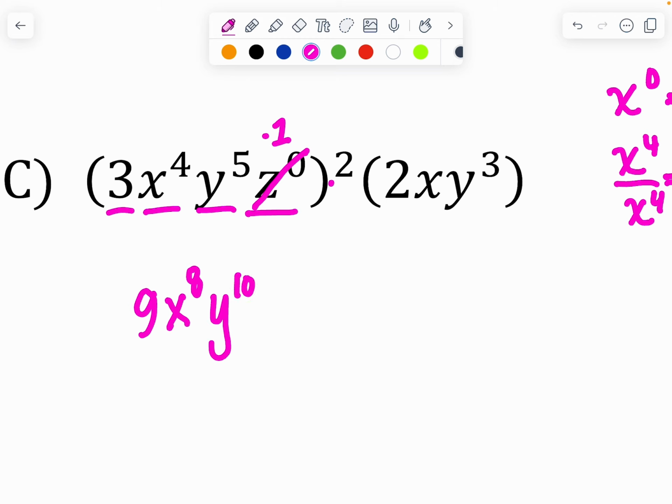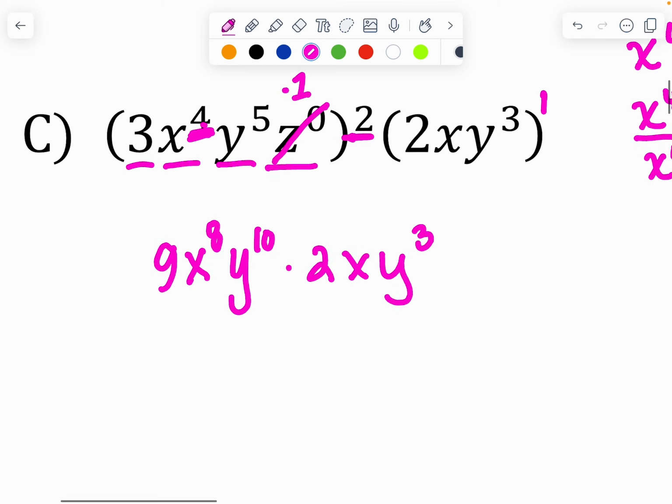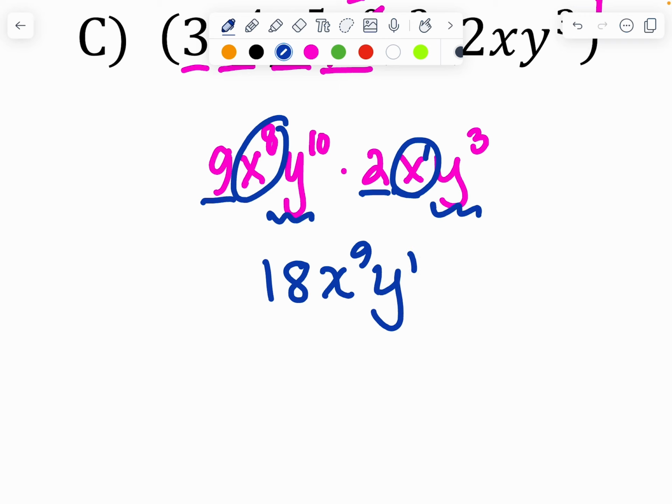And then here we have times, there is just an exponent of 1 here, so I don't have to worry about squaring or cubing anything. 2xy cubed. Now this isn't your final answer because you still have multiple x's, multiple y's, and 2 coefficients, and we don't want that. So we're going to clean up the coefficients. 9 times 2 is 18. X to the 8th times x to the 1st is x to the 9th. And then y to the 10th times y cubed is y to the 13th.